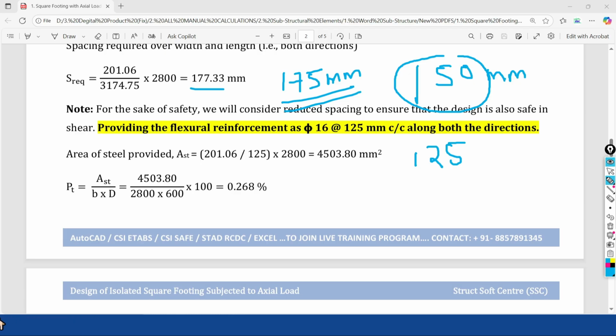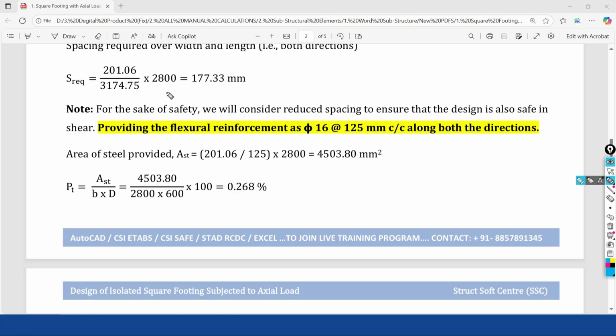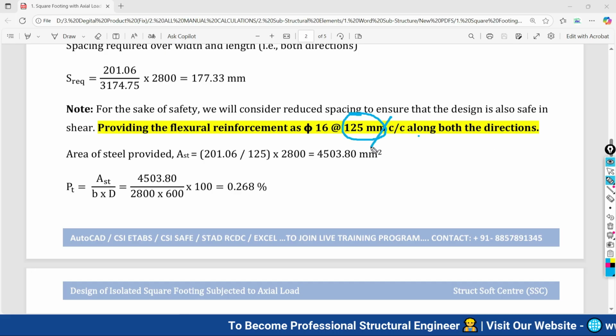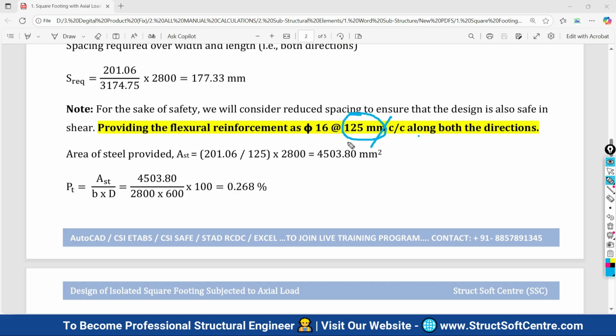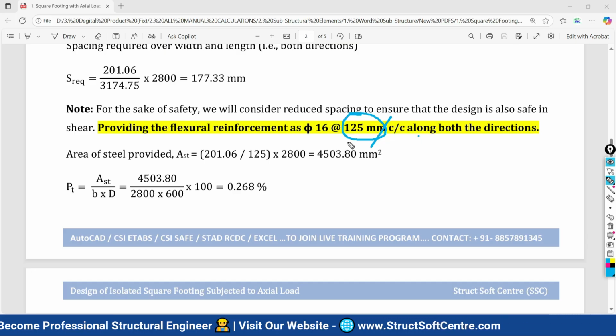So for the safety, I would like to consider the spacing 125 mm center to center along length and width, means along both the directions. So towards the safer side, I am going to adopt this spacing. If you say that sir, I will provide 150 mm, sir, I will provide 175 mm, both are okay, both are acceptable, you can proceed for the flexural case.